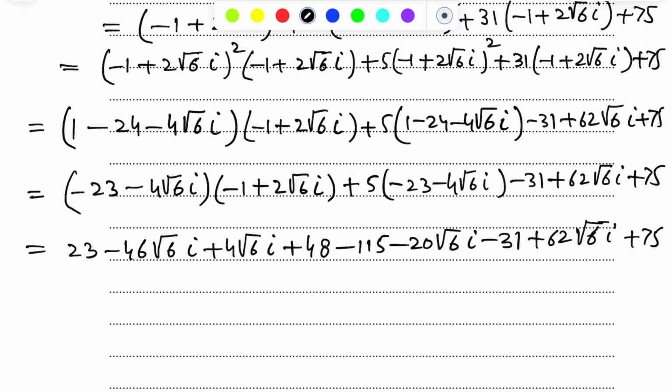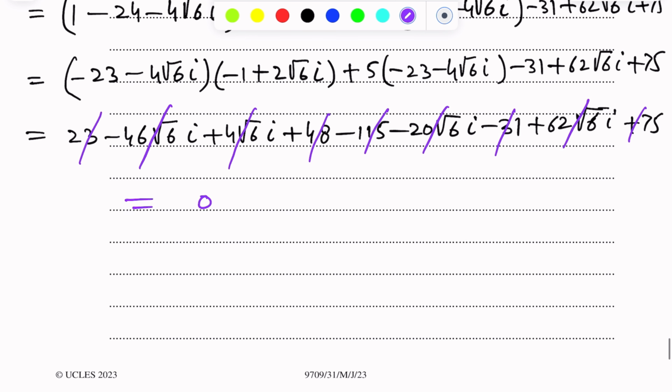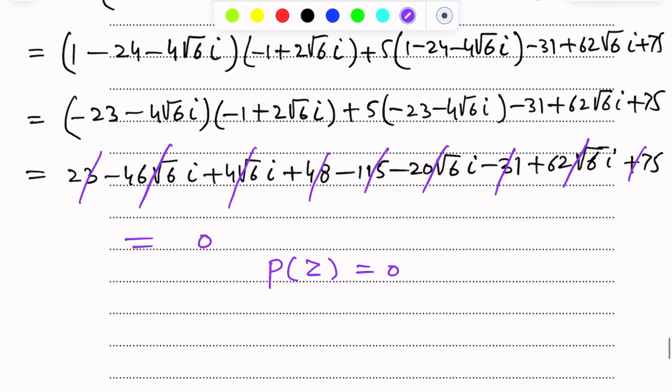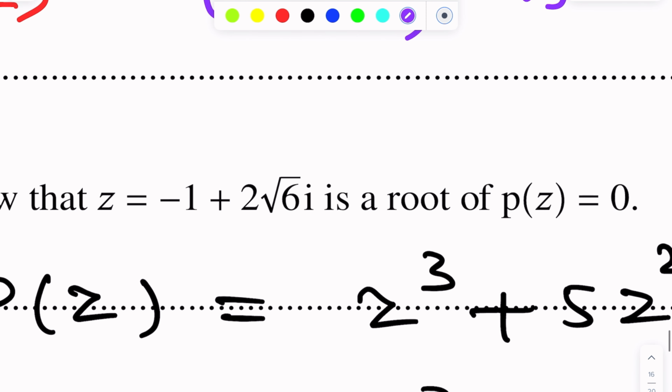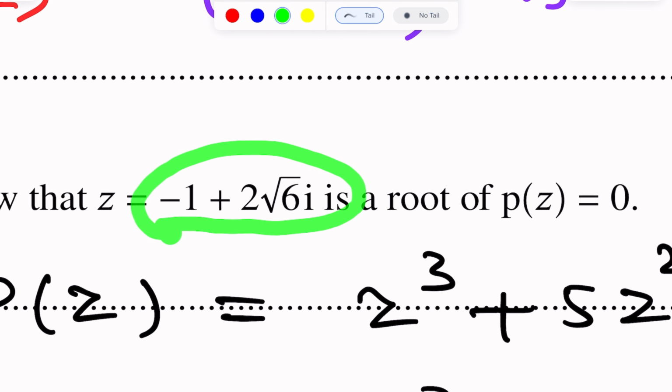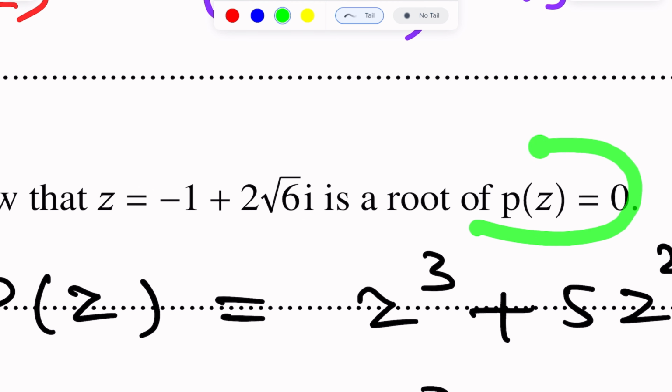Now all these terms will be cancelled out. All these terms will be cancelled. So finally we get 0. This shows that polynomial P(z) is equal to 0. So this shows that minus 1 plus 2 under root 6 iota is a root of polynomial P(z) equal to 0.